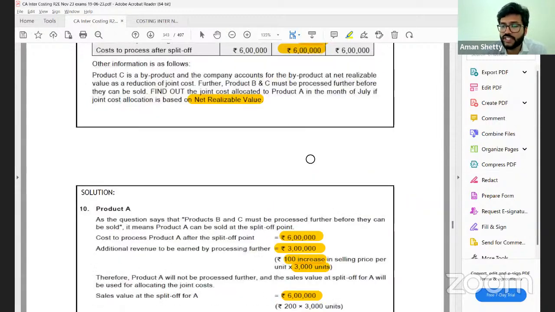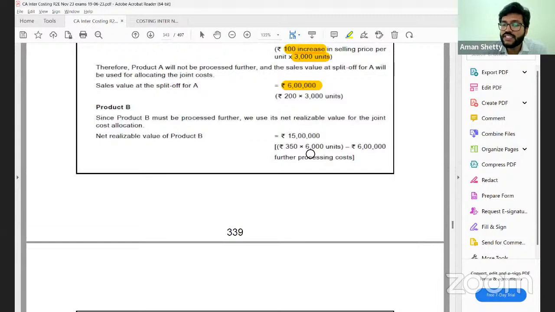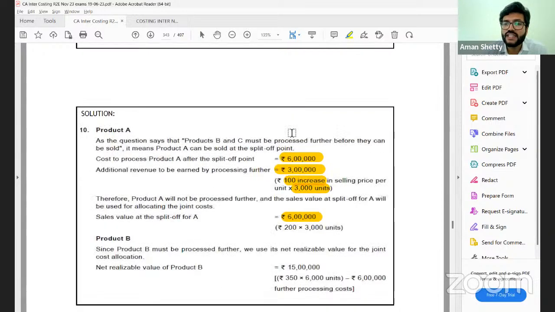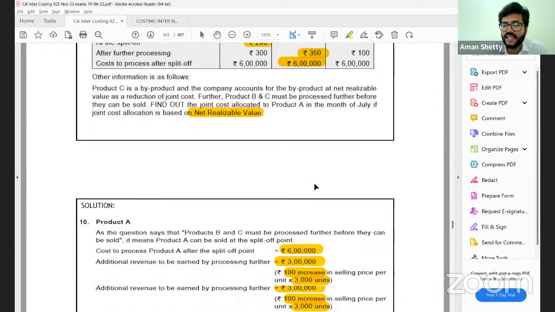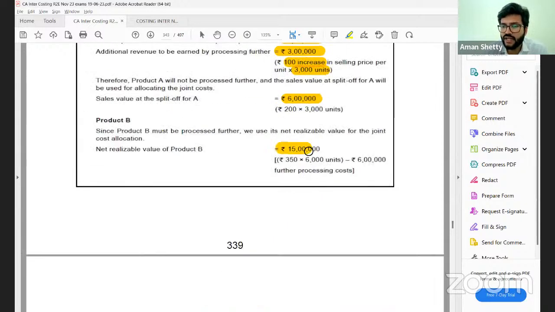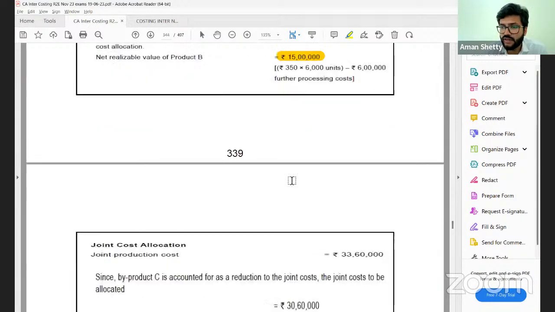Product B is further processed. So NRV, how will I find out? Sale value minus further processing cost. So sale value is 350 into 6,000, minus 6 lakh. So that is 15 lakh. Clear? That is what I'm using here.